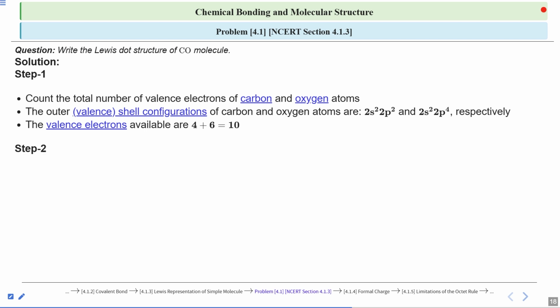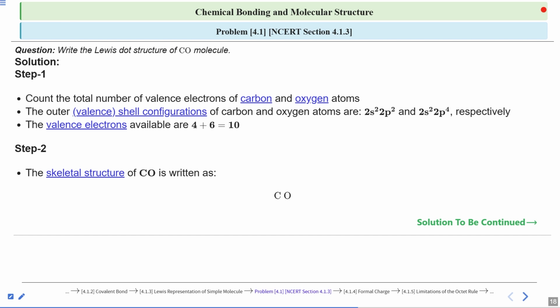Now what would be step 2? Draw the skeletal structure of CO. So this is C, this is O. Now we are not writing the dots here. So this CO will be called simply the skeletal structure. These terminologies are of course important, because when we are reading the NCERT textbook or any other book, these terminologies can confuse you. So without the dot structure, you call it a skeletal structure. So we have done 2 steps. Now the surprising part of this question.